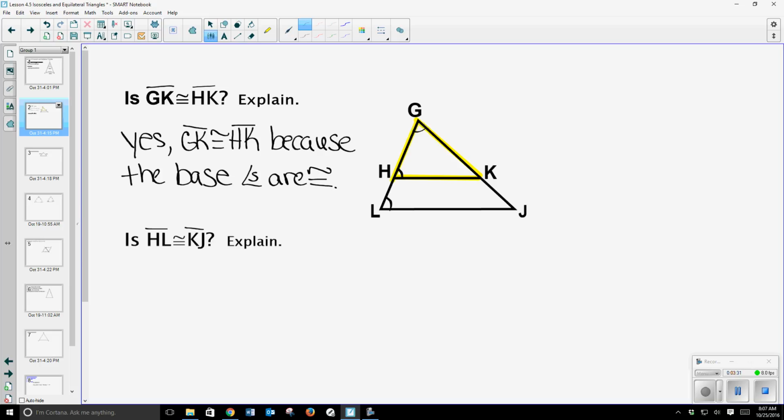What about HL and KJ? Let's see. HL and KJ. Can we tell if those two are congruent? No, not enough information.